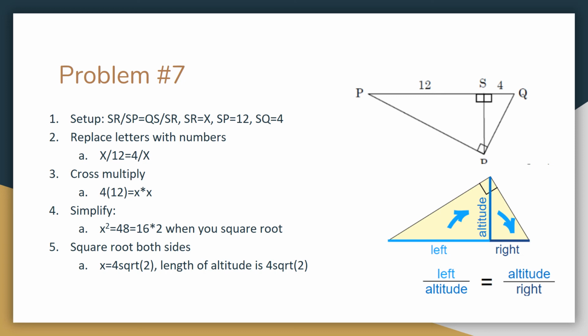So now I'm going to replace the letters that I have with the information that I know. SR is X, SP is 12, SQ is 4, or QS, it doesn't matter which way you do that, and SR is X. I cross multiply and I get 4 times 12 equals X times X. X squared equals 36. And then my software doesn't do the square root symbol, so the square root of 36 is 6. So that's the length of the altitude SR.